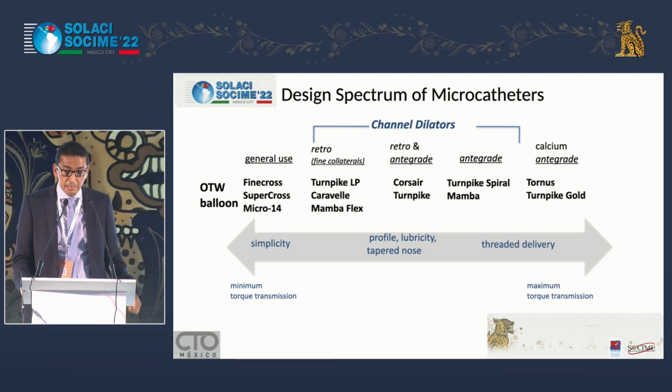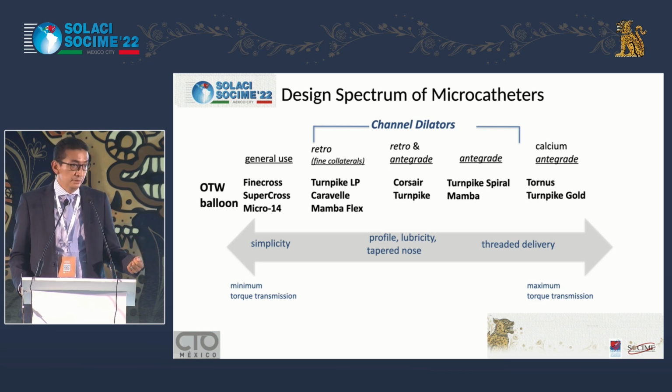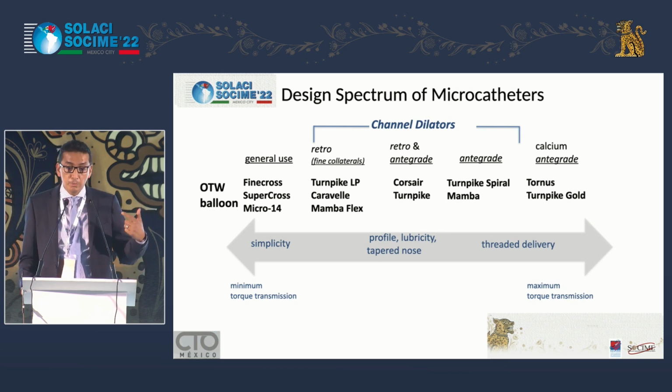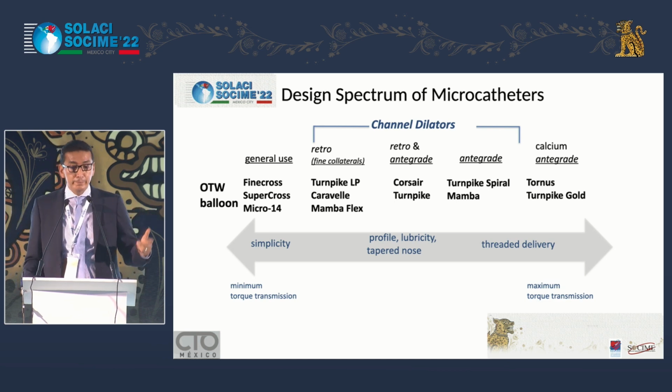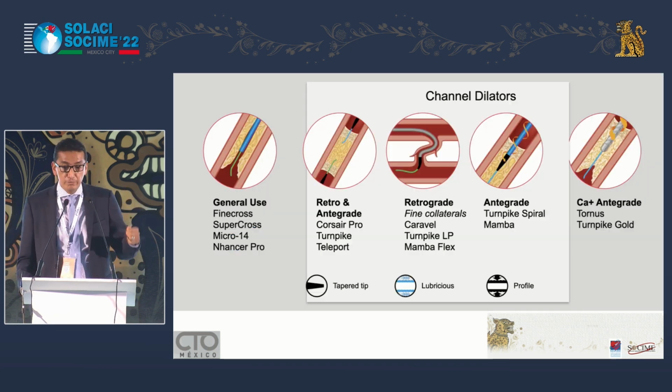Y para terminar, lo que tenemos que tener también muy a consideración es que tenemos que conocer nuestros microcatéteres. No decir tengo un microcatéter en sala, es decir, ya tengo la solución a todo. ¿Qué microcatéter tengo? ¿Para qué lo quiero? Para uso general, Finecross, Supercross, micro 14, para retrógrado, Turnpike, Caravelle, Mamba Flex, Corsair Pro, retrógrado, anterógrado, Corsair, Turnpike, anterógrado netamente con punta cónica, Mamba, Turnpike, o tengo mucho calcio anterógrado, no puedo cruzar ningún dispositivo y a lo mejor ya crucé la lesión, un Tornos o un Turnpike Gold para enterrarnos en el CAP y modificar completamente la placa.